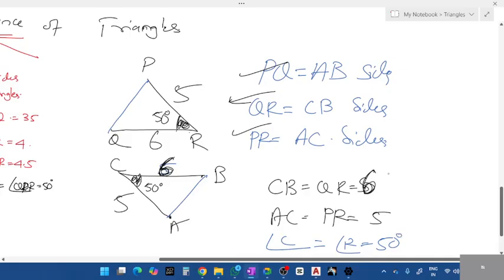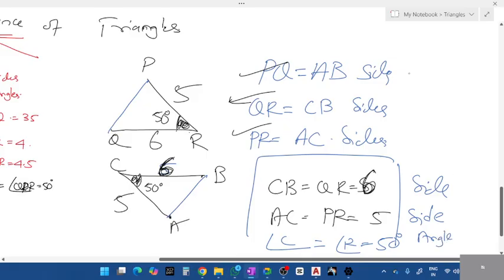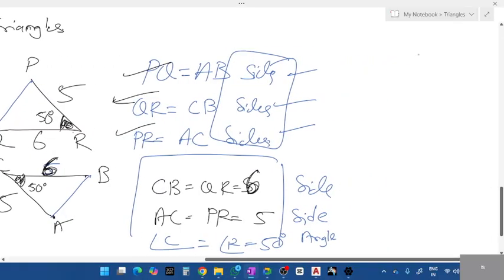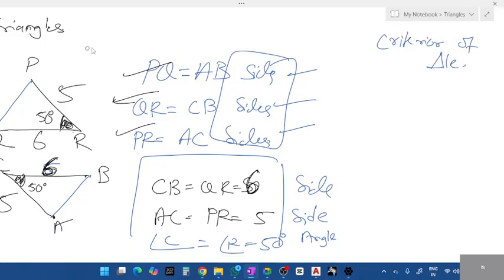So what are the three measurements we took here for the second example? One side, and the other one is angle. For the first one, what did we take? For the first one, we took all three sides. Like this, we have four different criteria. We call it criterion. Criterion of triangle. Did ma'am explain all this criterion of triangle? We have four different types, students.